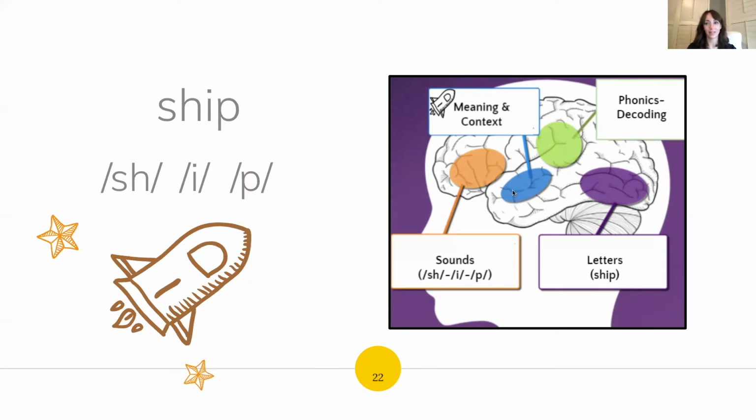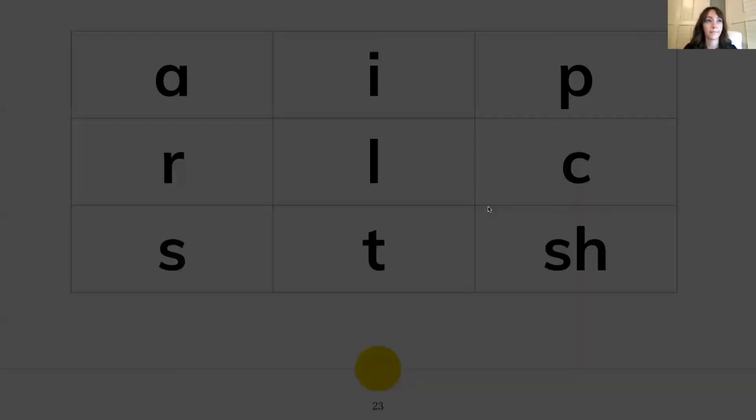That would be like if I read the sentence, I got on the ship and headed toward the moon, I would know by reading the context of that sentence that I was talking about a spaceship. So the meaning is there too. We could take the meaning part out and we could still decode the word, but it makes it more powerful if we add vocabulary. That's important, especially if you're working with kids whose English is their second language. You want to always, always, always add meaning if you can.